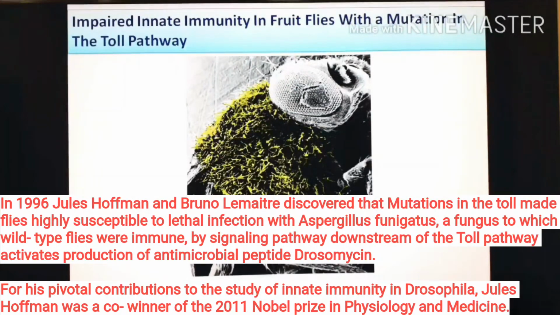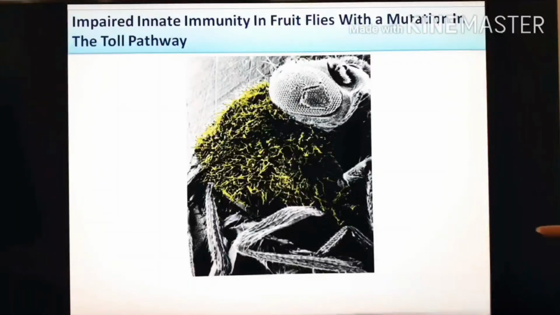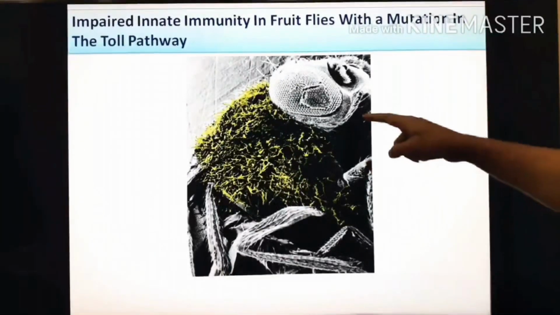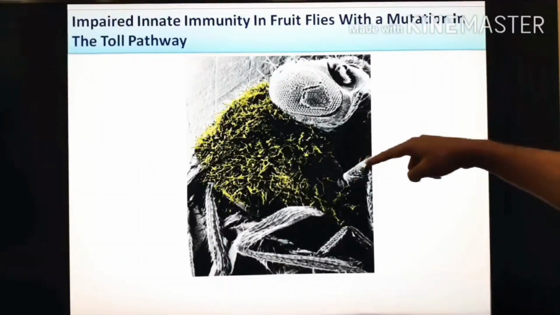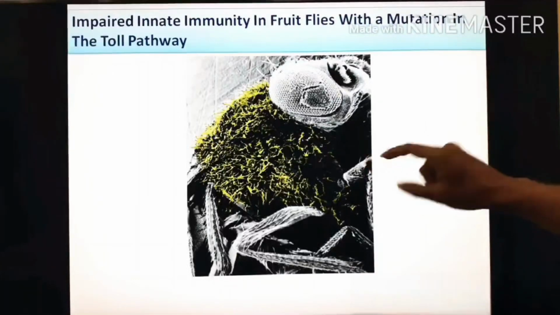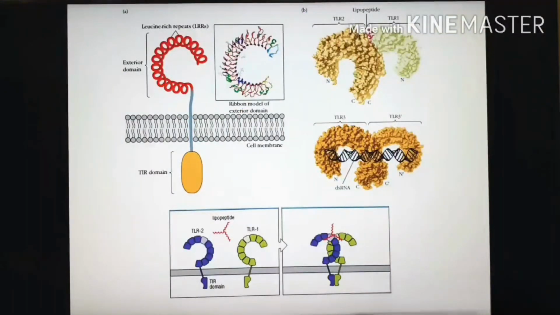But subsequently, scientists also discovered that those Drosophila with this mutation in toll protein, which determines the dorsal ventral axis, are also highly susceptible to infection by a fungus called Aspergillus fumigatus. In this picture, you can see a Drosophila infected with the fungus Aspergillus fumigatus. Now I want to introduce you to the structure of toll-like receptor.